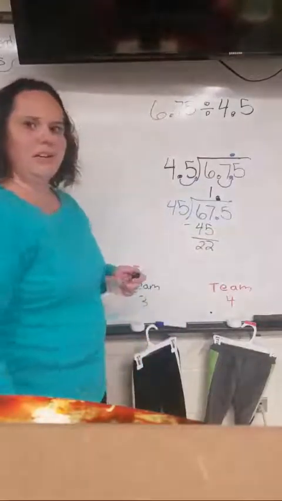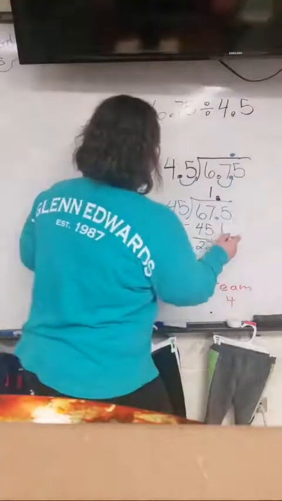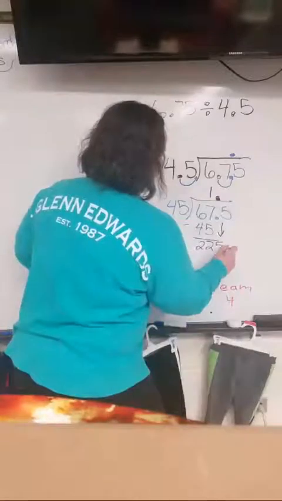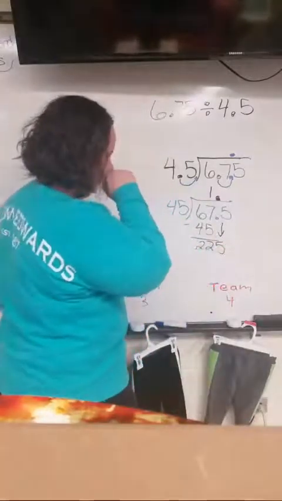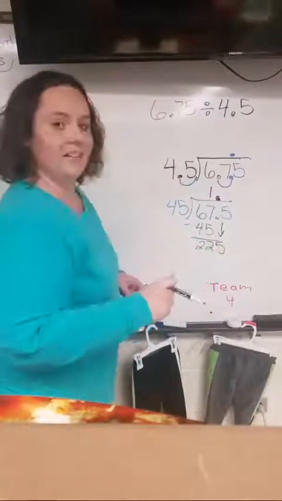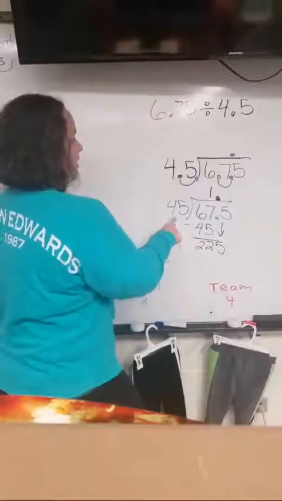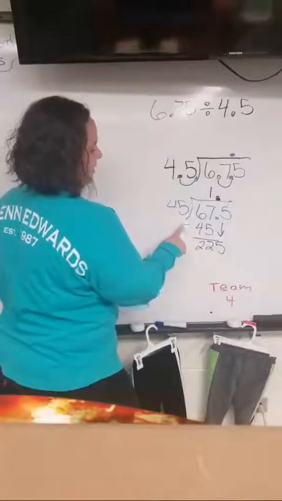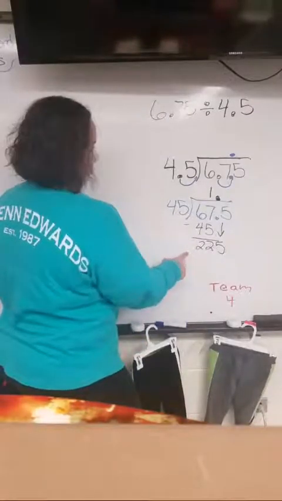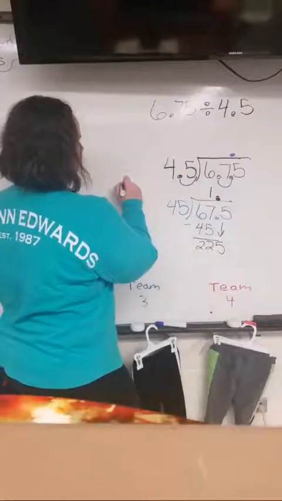Woo, we're gonna have some math. Okay, so we're gonna bring down our 5. Yeah, that's right. Just making sure I did that right, guys. Okay, so now I have to figure out how many times 45 goes into 225. So I'm gonna do side math.